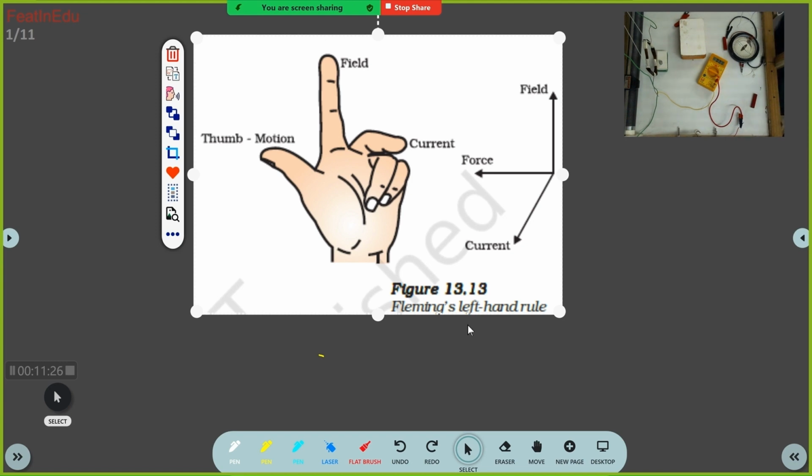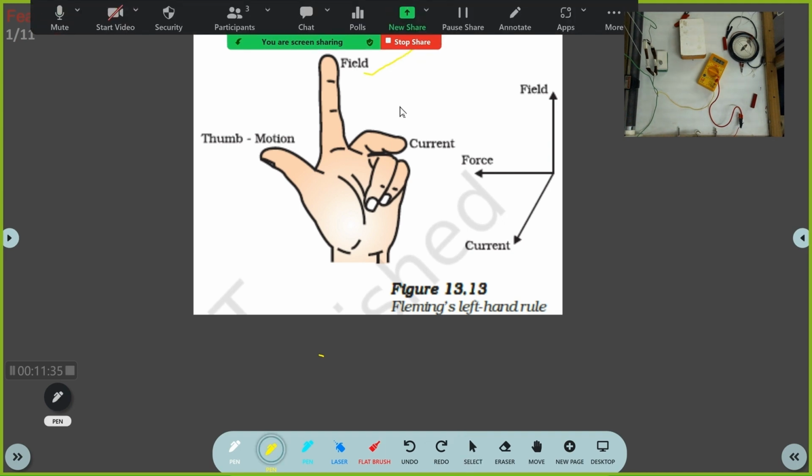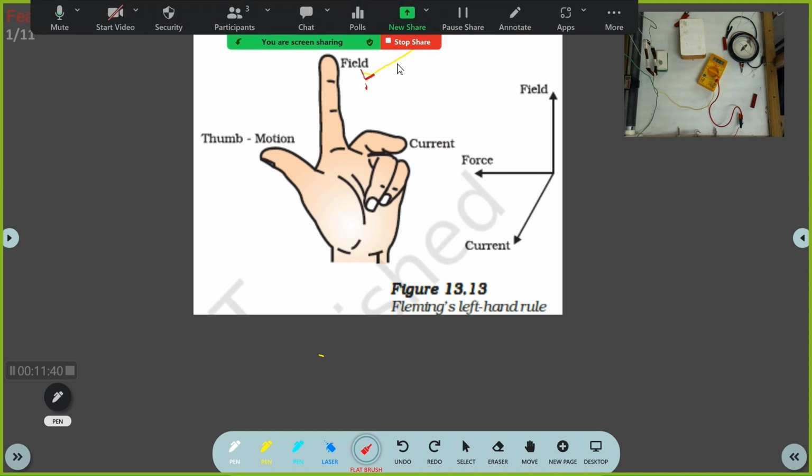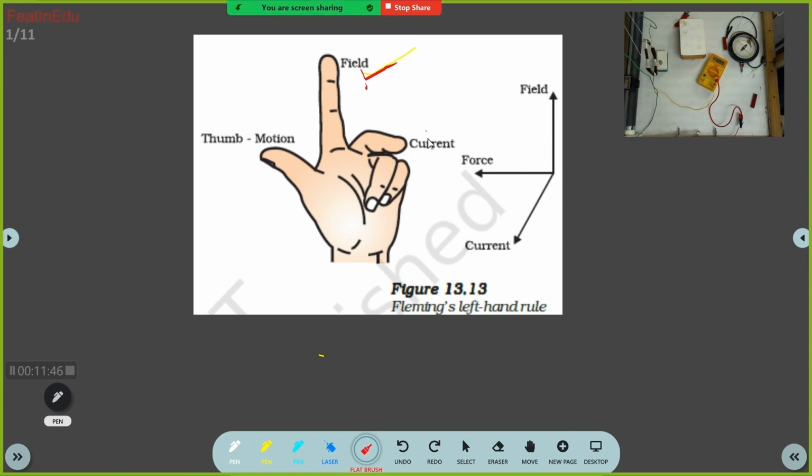Why is it called motor rule? Because in a motor, what will you do? You will create a magnetic field. You will already have a permanent magnet or coil magnets. And then what you will do? You will pass current through a coil. And that coil will move.